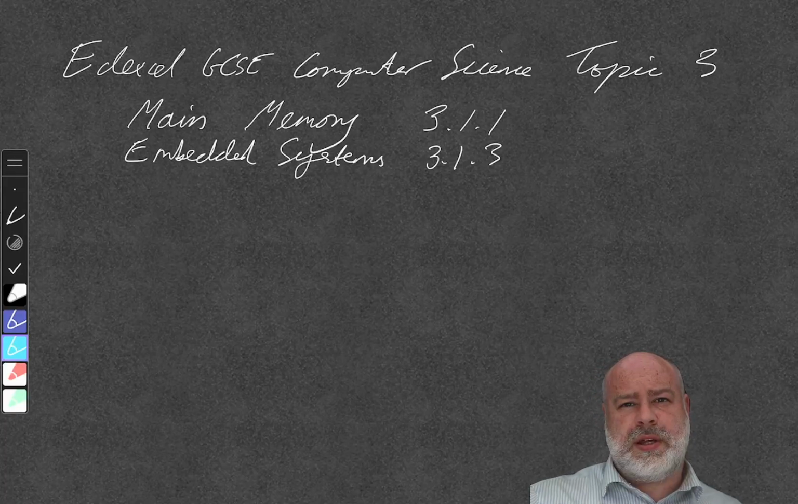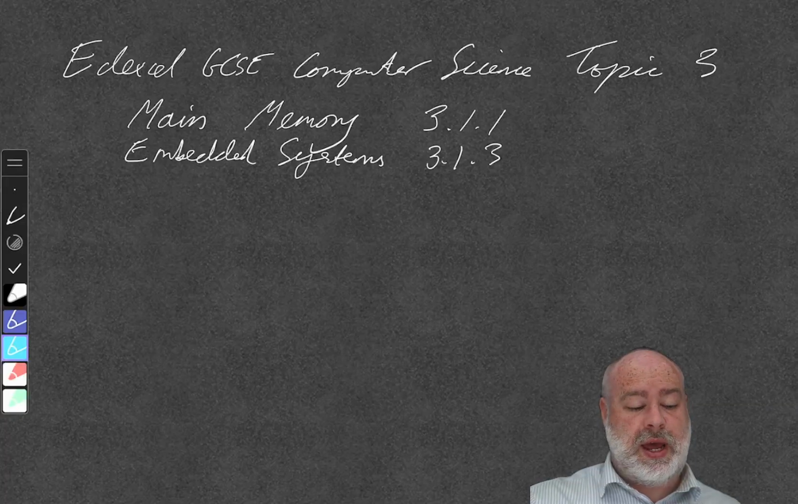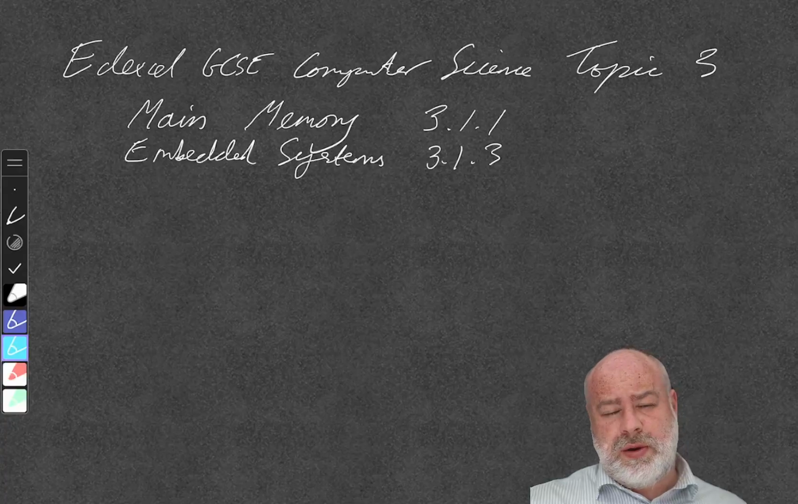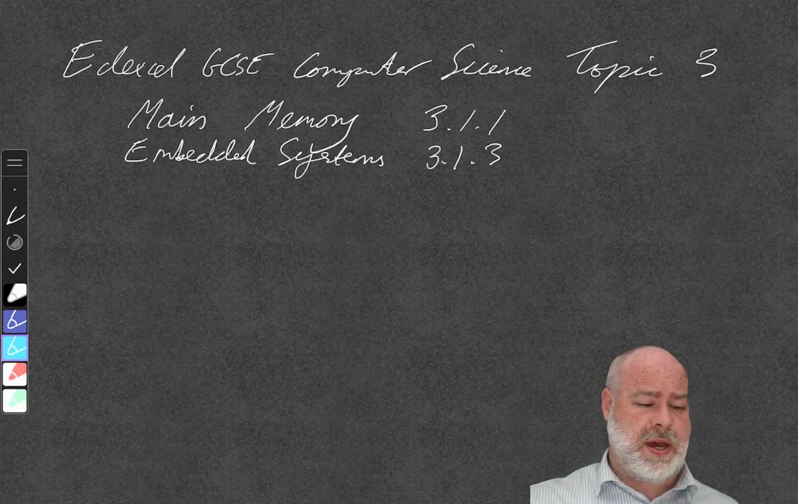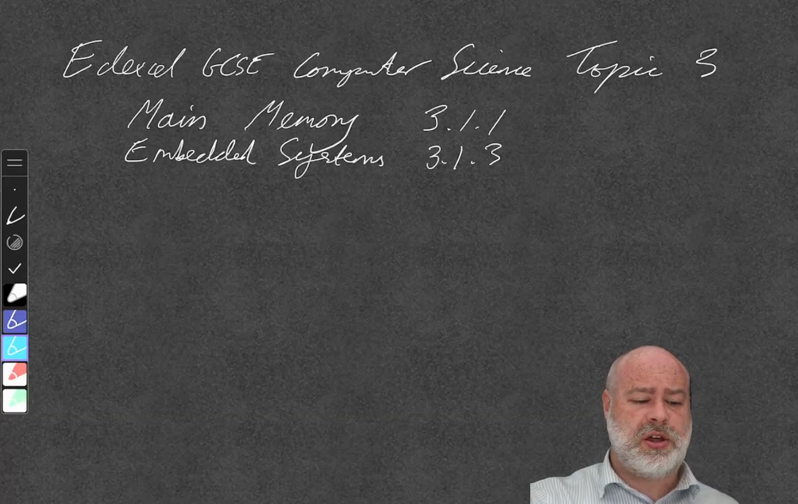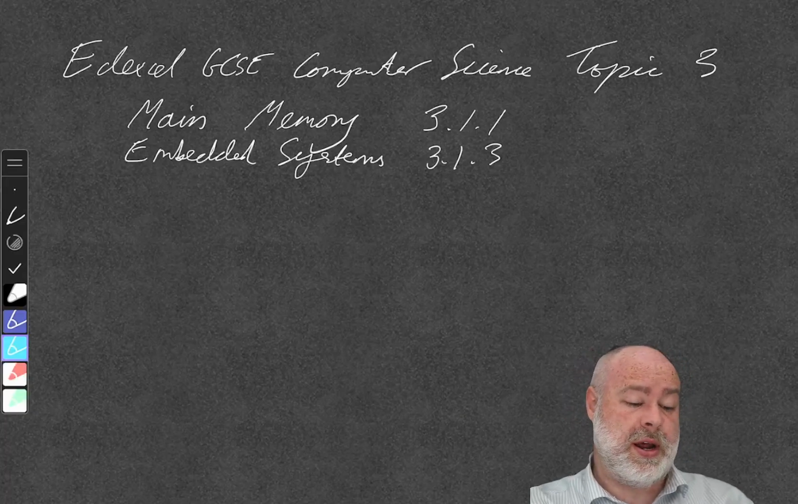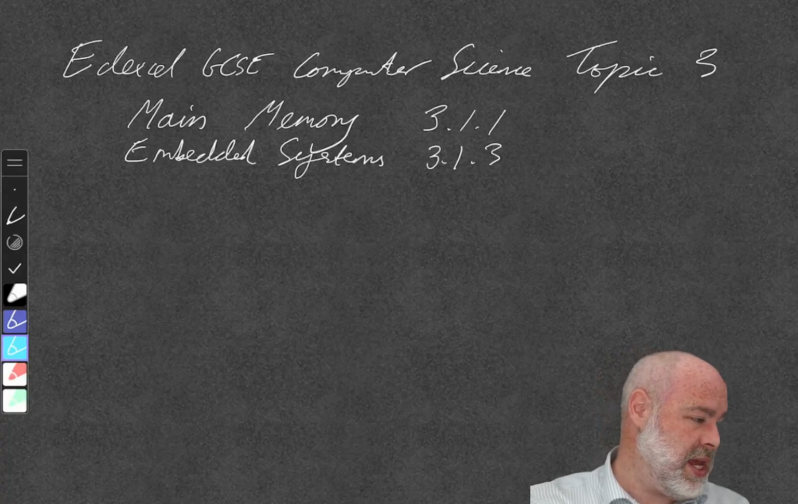We're going to be discussing main memory and embedded systems, so two subtopics, part of topic 3, computers, which is Edexcel GCSE computer science, and the specification codes there are 3.1.1 and also 3.1.3.